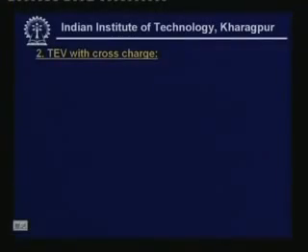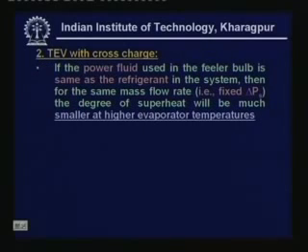So that was the first variation available, and the second variation is what is known as thermostatic expansion valve with cross charge. If the power fluid used in the feeler bulb is the same as the refrigerant in the system, then for the same mass flow rate, that means I fixed delta Ps, the degree of superheat will be much smaller at higher evaporator temperatures. As I said in the example, let us say you have a refrigeration system which uses R12 as a refrigerant, and you have a thermostatic expansion valve which also uses R12 as the power fluid. This is what is known as a straight charged thermostatic expansion valve. That means the refrigerant and power fluid both are the same.